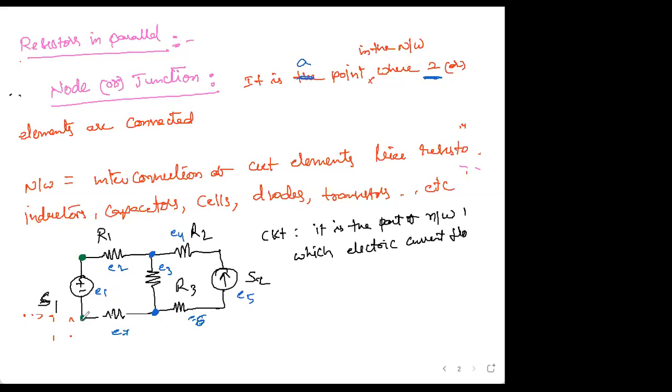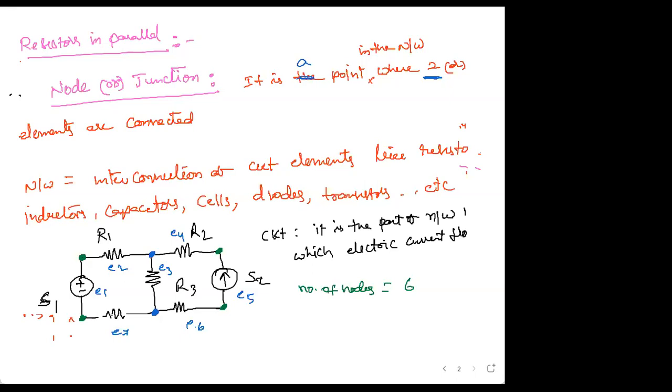Here element 1 and element 7 are connected, right? Here element 4 and element 5 are connected. Here element 5 and element 6 are connected. Yes or no? Yes, sir. So total how many nodes? Six. Number of nodes is equal to 6, right?